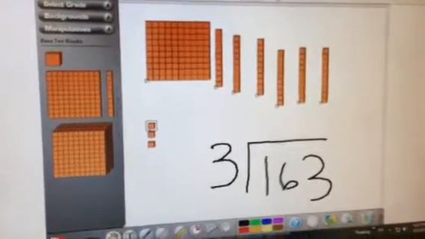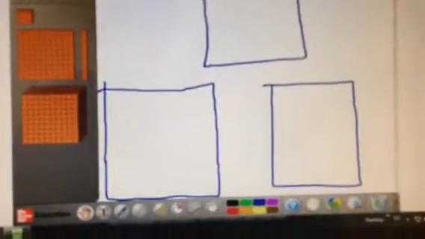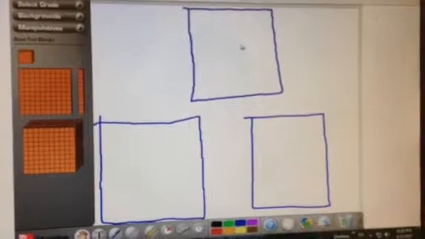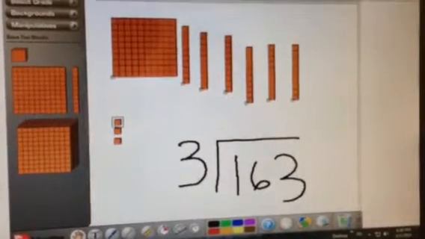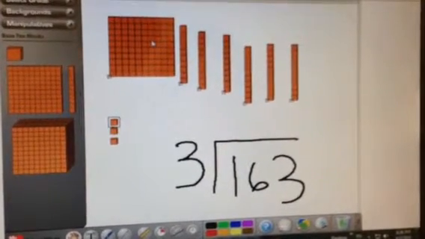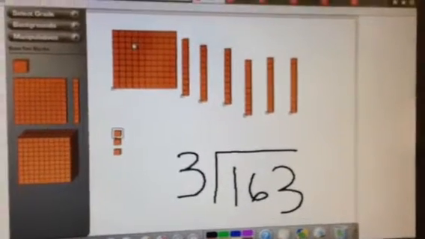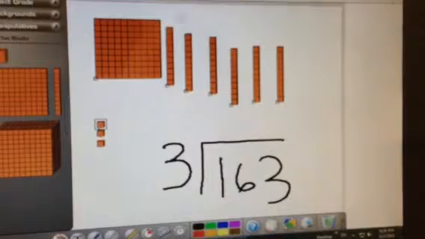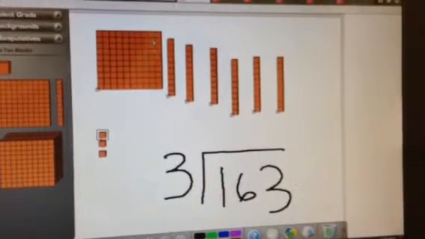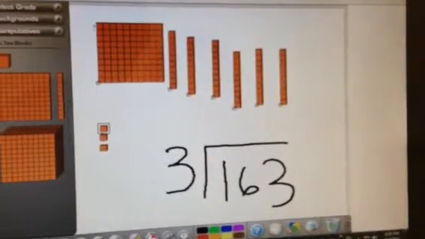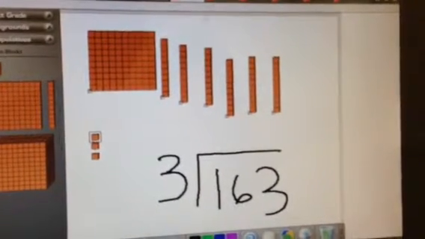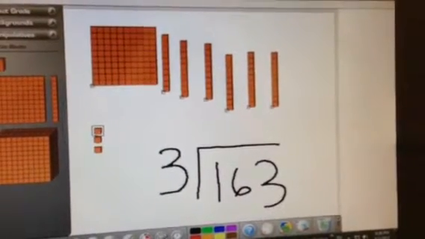So what we need to do is divide the divisor 3 into 3 groups. We have 1, 2, 3. So I would ask the students first, can we break this 100 block into these 3 groups? The answer would be no. So what we would have to do is trade the 100 block for 10 tens, 10 10 blocks. So the result would look like this.